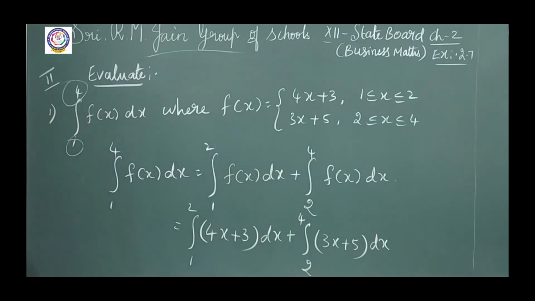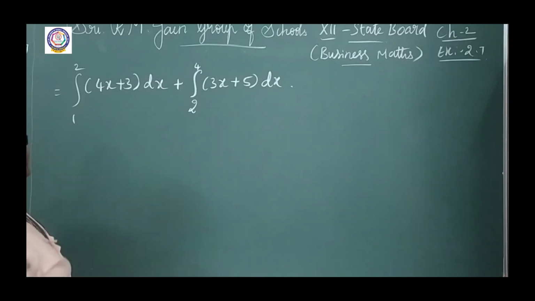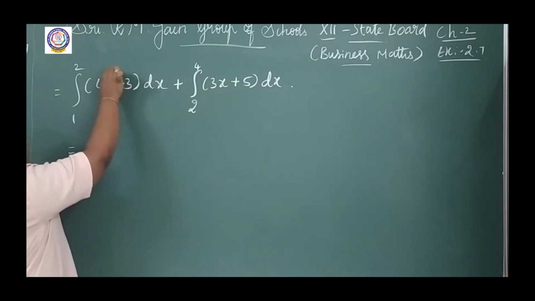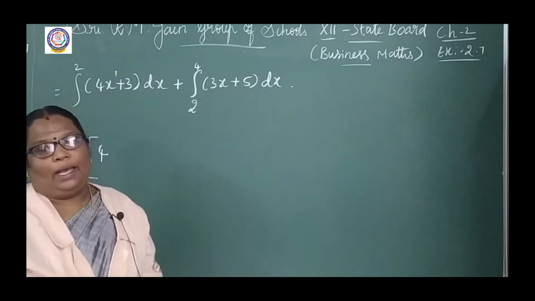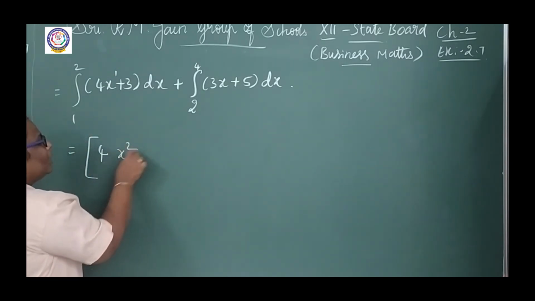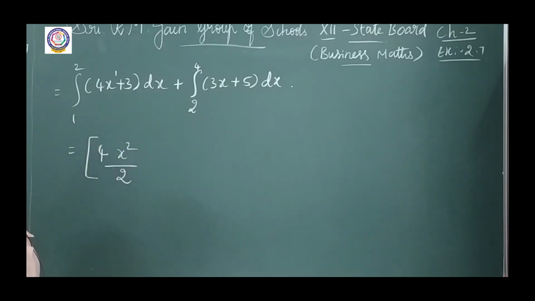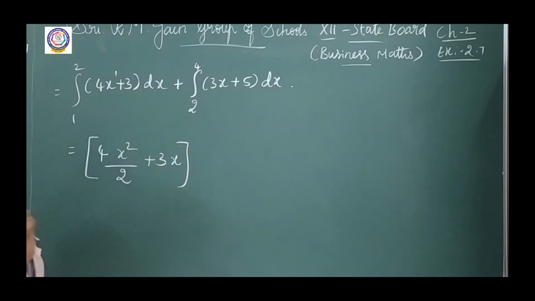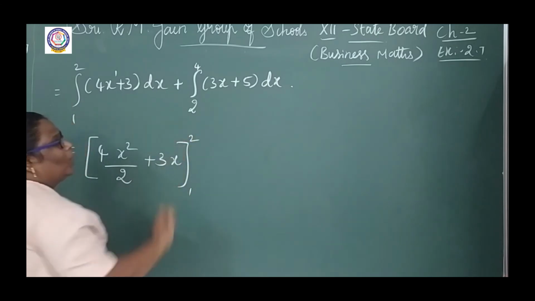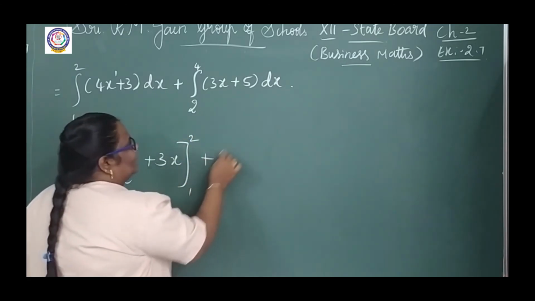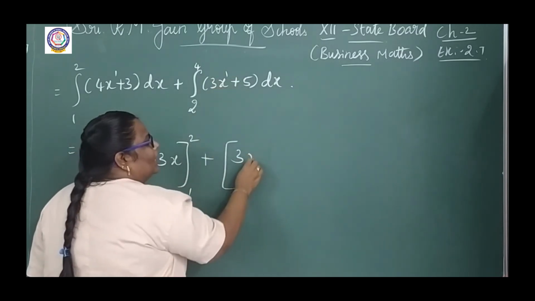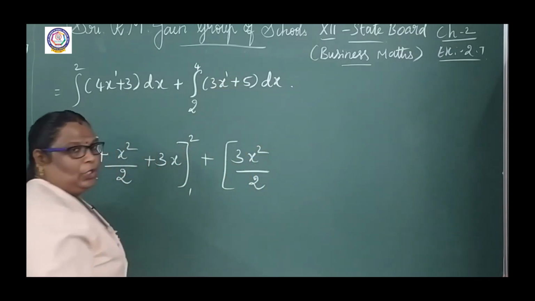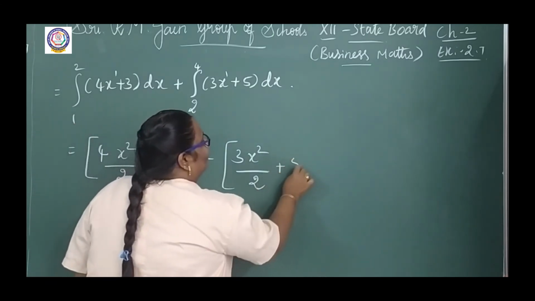Now we will integrate. If you want, you can integrate separately or do it combined. 4 into x power 1, using the formula x power n plus 1 by n plus 1, gives x square by 2, plus 3 into the integral of dx, which we have already seen is x. The limit is 1 to 2. The same way, plus 3 into x square by 2 plus 5 into x.